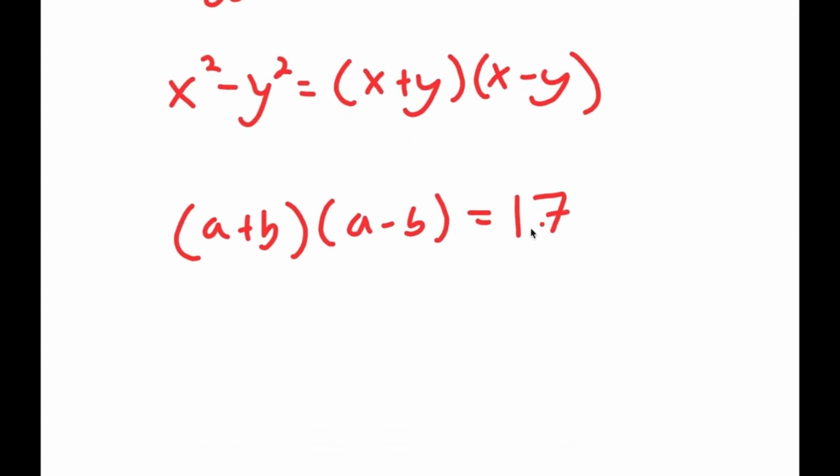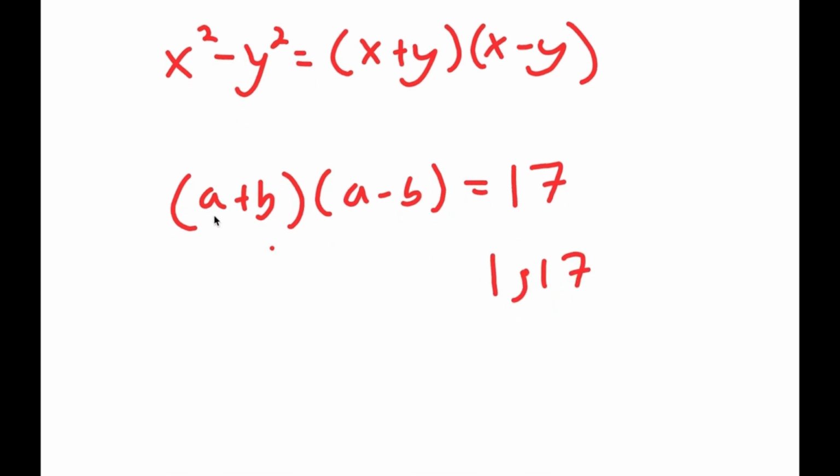Now the only factors of 17 are 1 and 17, meaning that one of these two has to be 17 and the other one has to be 1. So just by looking at this, we can tell that a plus b is going to be 17 and a minus b is going to be 1, because a plus b is greater than a minus b.